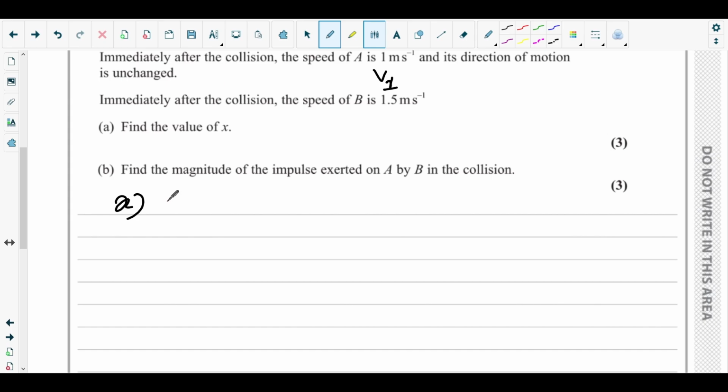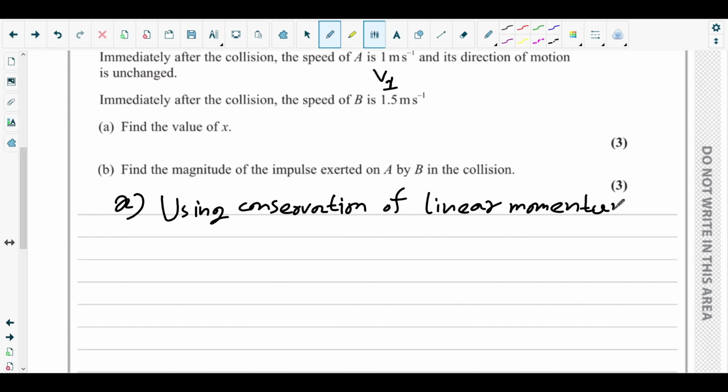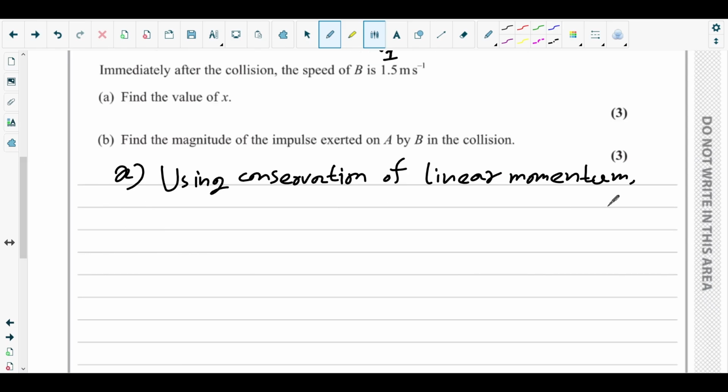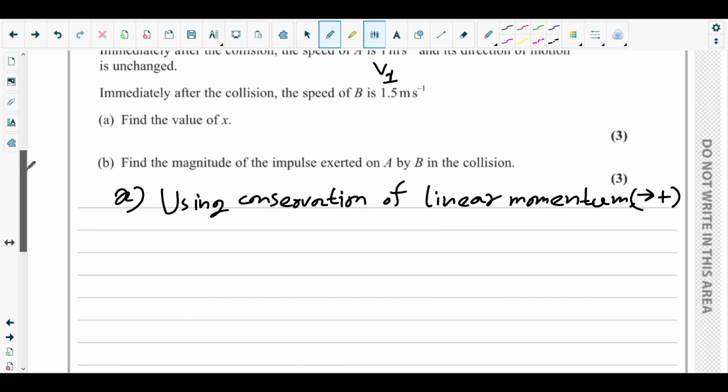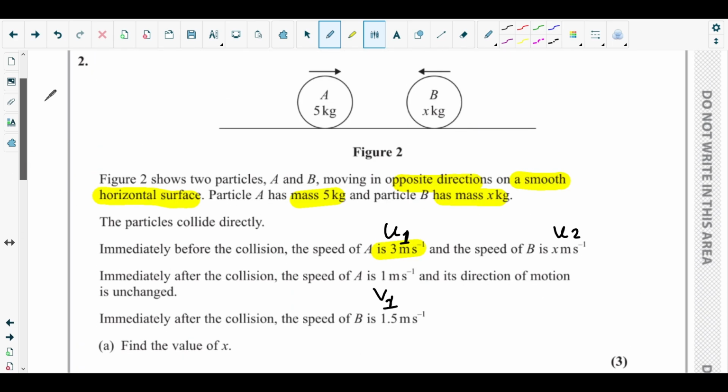So for part A, we will be applying the conservation of linear momentum. We will take this direction as positive. This direction, to the right, is positive. So if you consider to the right as positive, what would be the case?